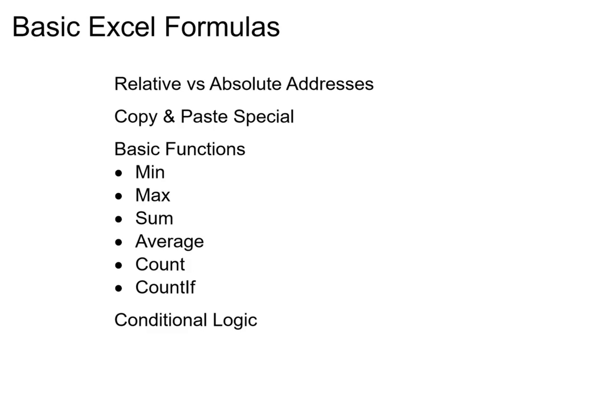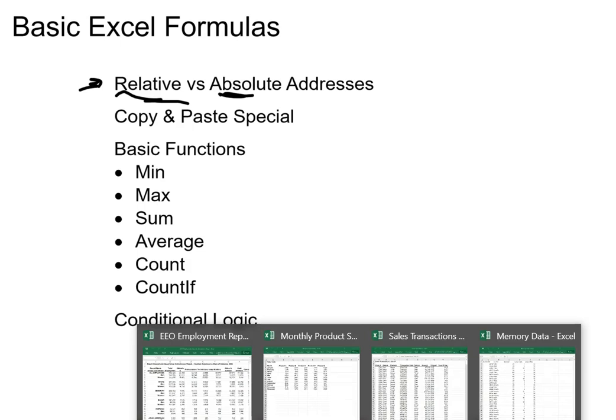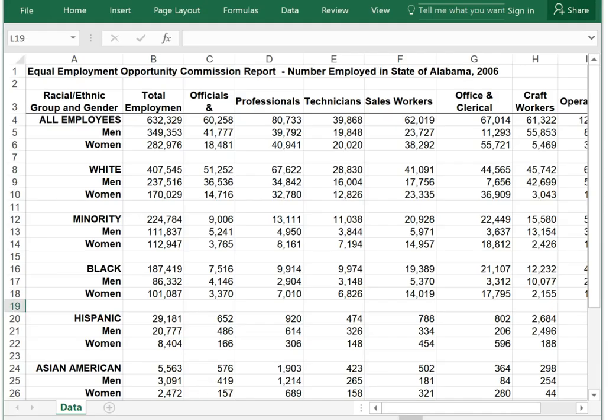We want to talk through what some of these different pieces are. And again, just as a review, you could definitely get some other sources online, or you might be able to skip ahead if you're familiar with some of these. Do you know the difference between relative and absolute addresses, right? So we're going to do a fair amount of formulas in this whole class. And so let's pull up the EEO employment data report.